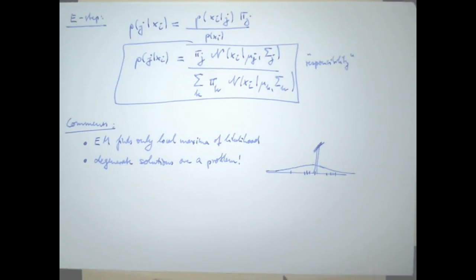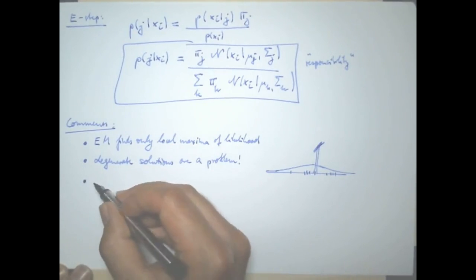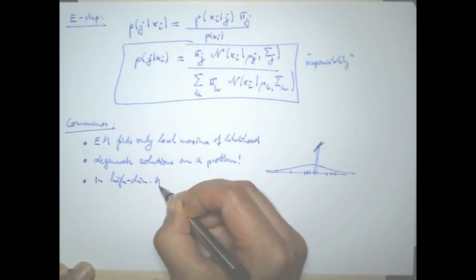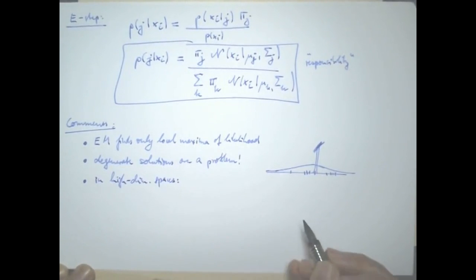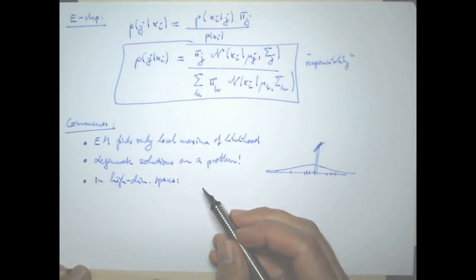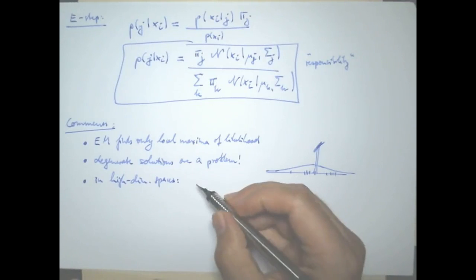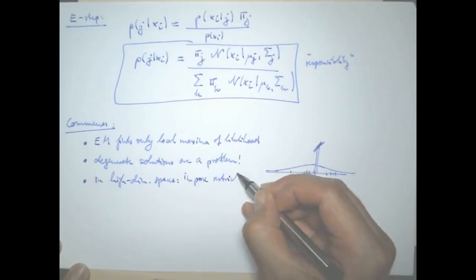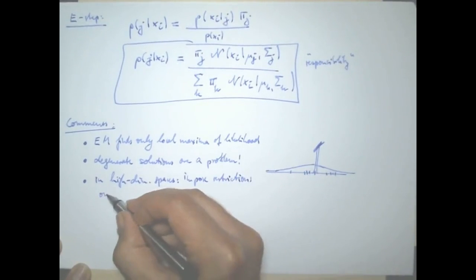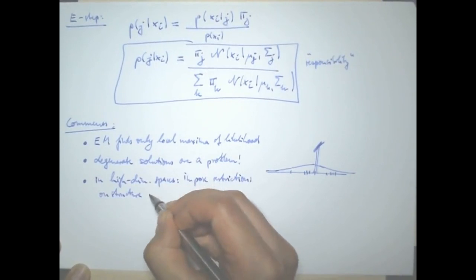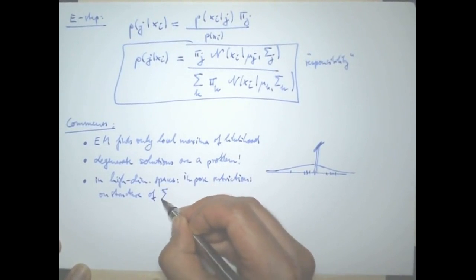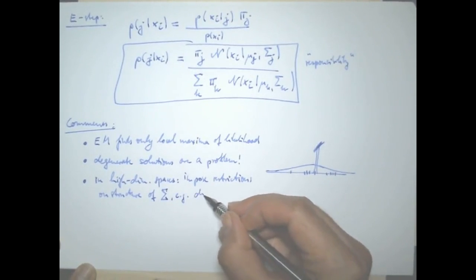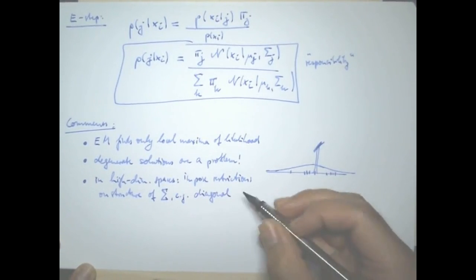And then secondly, in high dimensional spaces, it is a good idea to not estimate the full covariance matrices, but to impose some restrictions on the structure of your covariance matrices. For instance, you can make them diagonal or even isotropic.